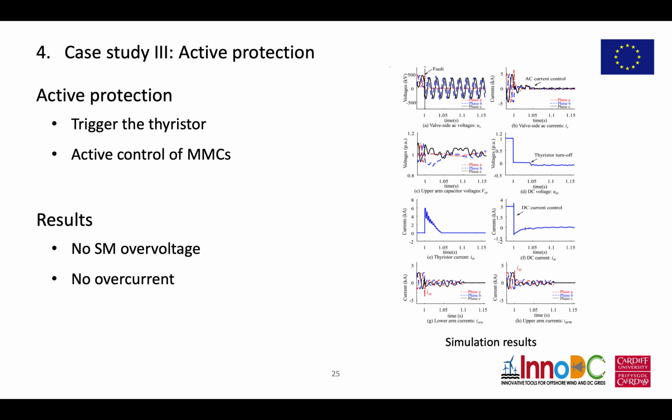We also do a simulation to verify the active protection methods we proposed, which means during the fault we trigger the Thyristor and we keep control of the MMC converters, making the converter active. From the simulation results, we can see that there is no overvoltage and no overcurrent with the proposed methods.